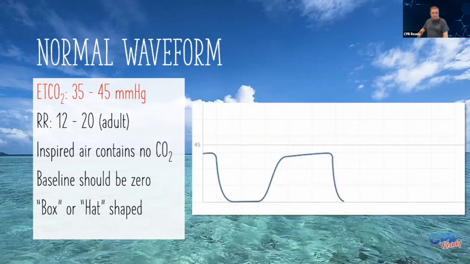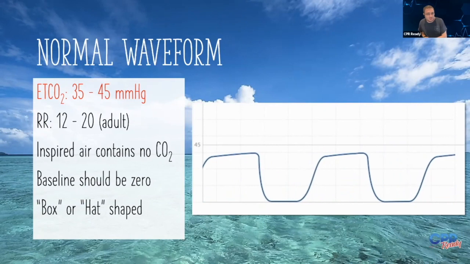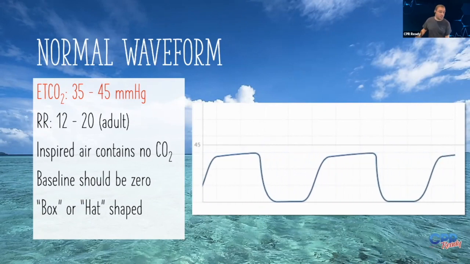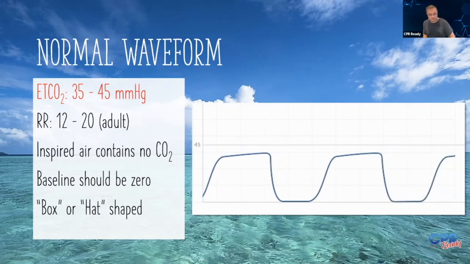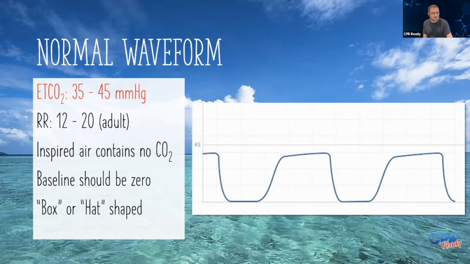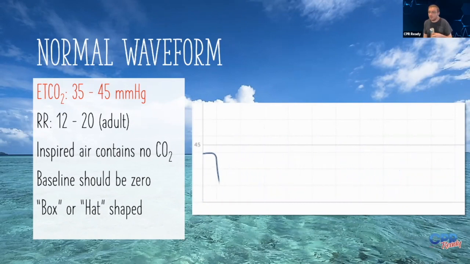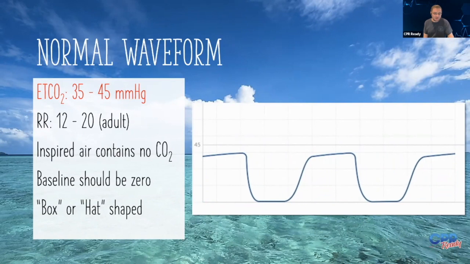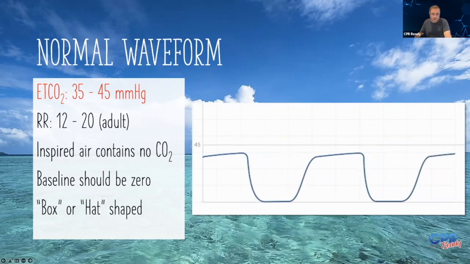So taking a look at normal, again, this is an animation of what a normal breathing pattern would look like, what a normal capnogram would look like. The normal range is 35 to 45. It's measured in millimeters of mercury. For those of you that are into chemistry, this is the partial pressure of the gas that's being sampled. But this is something you should memorize if you haven't already. The normal end tidal CO2 is 35 to 45. And of course, as a refresher, the normal respiratory rate for an adult is between 12 and 20.